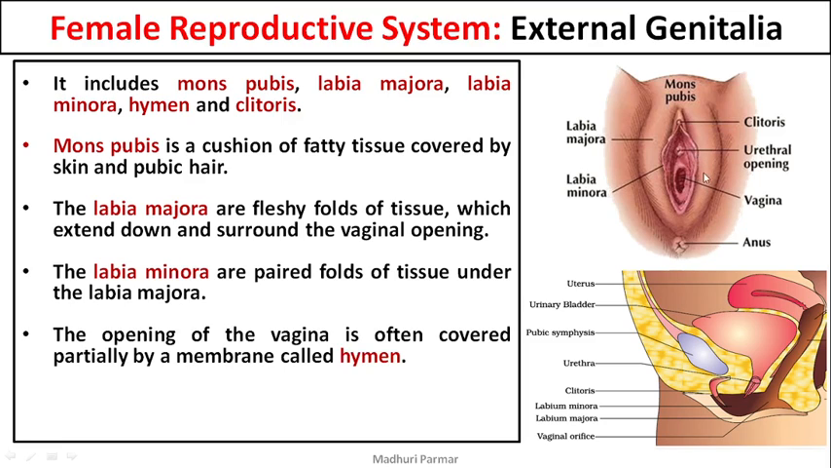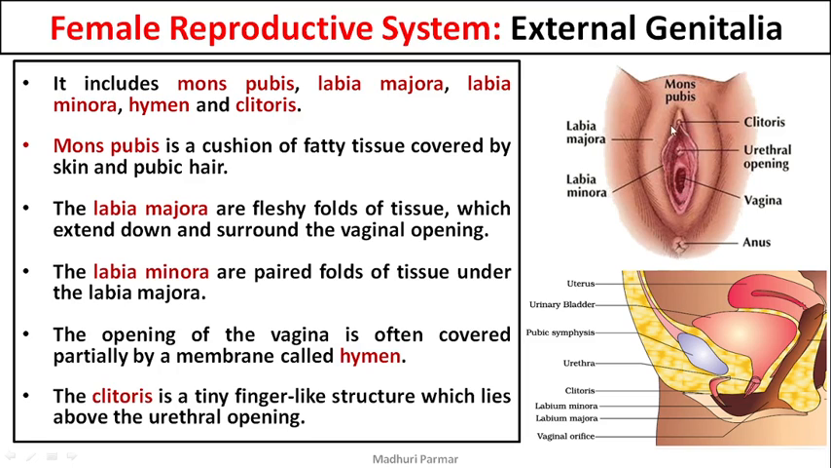The opening of the vagina is often covered with a membrane known as the hymen. And finally, at the top, where the labia minora come together from both sides, you have a small rounded structure known as the clitoris. Together, these are the major parts of the female reproductive external genitalia.